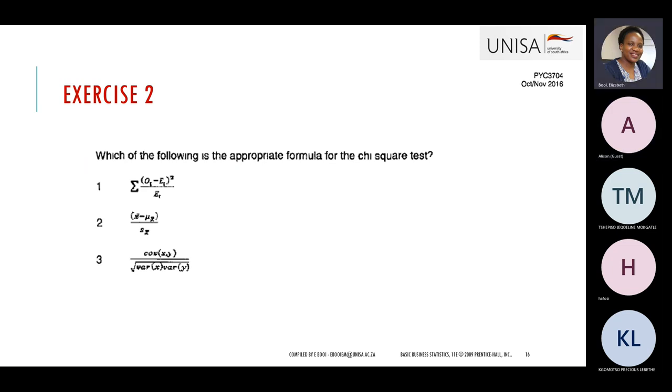One. It will be one, because one is the sum of your observed minus your expected, squared, divided by your expected. Number two is to test for one sample. Number three is the Pearson correlation test. That is the formula to calculate the coefficient of correlation.